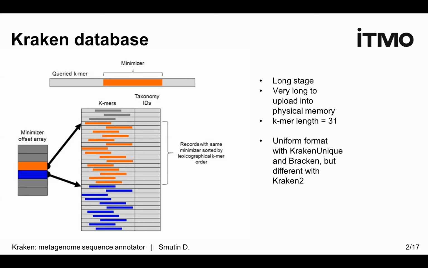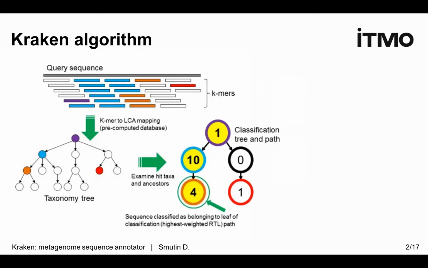Kraken's database has a uniform format with other tools, except for Kraken 2, and a really big part of the higher sensitivity of the second Kraken version is the slightly different database. How does the prediction algorithm work? First of all, k-mers are searched in a sequence, and then it is a voting algorithm.